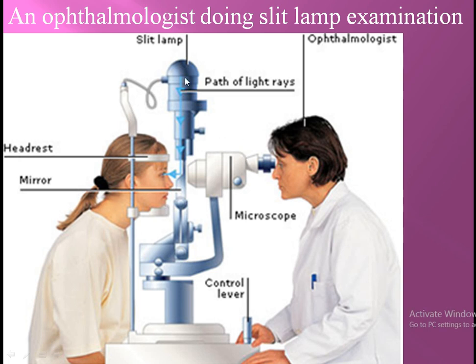So this is the apparatus, that is the slit lamp, and in this way the path of the light rays goes into the eye, and from there the ophthalmologist can visualize a very fine section of the eye through the microscope. So this is the apparatus for the simplest examination of the eye.